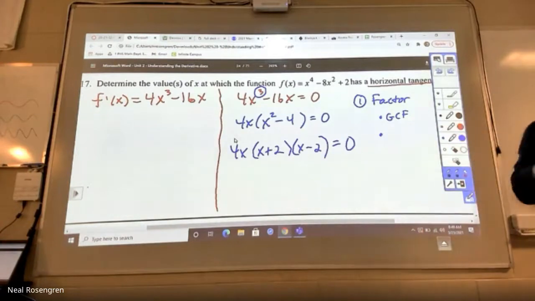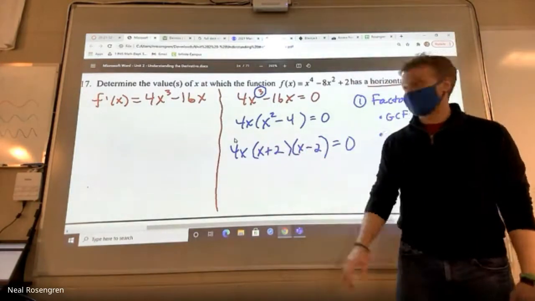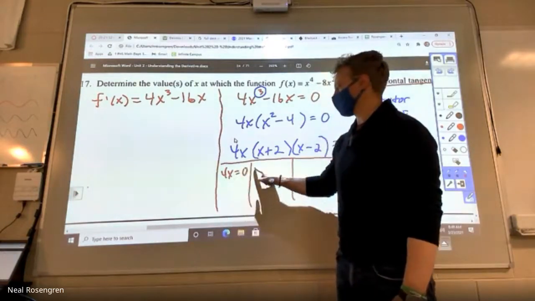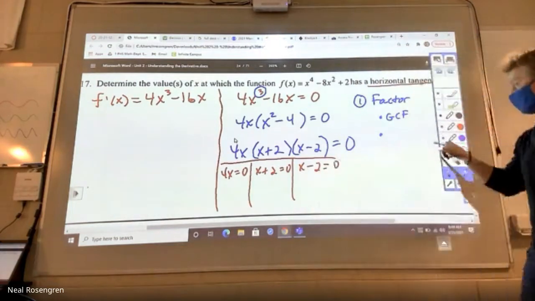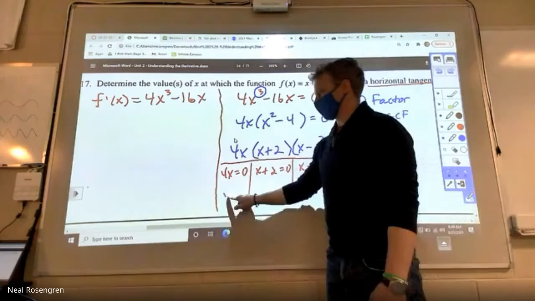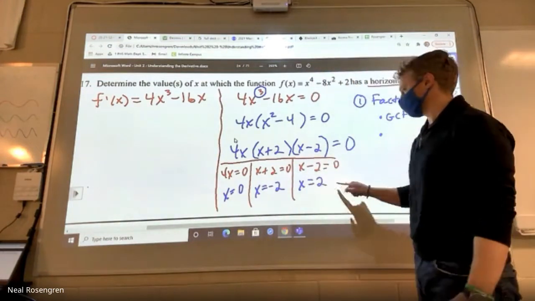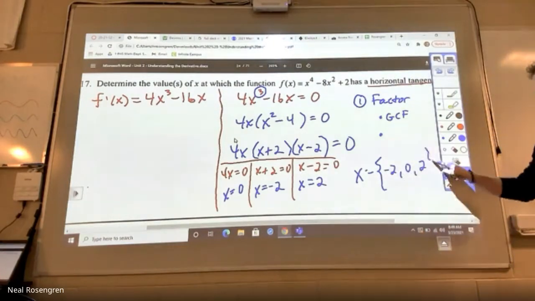Now, how much work you decide to show from here to get to your answer is totally up to you. I think most of us at this point could probably look at each of these factors and say what the answers are. If you need to do this and set each one equal to 0 and show that algebraic step, go for it. That's kind of what we're doing in this step by saying, oh, okay, x is 0, x is -2, and x is +2. Let's go least to greatest when we write them down.